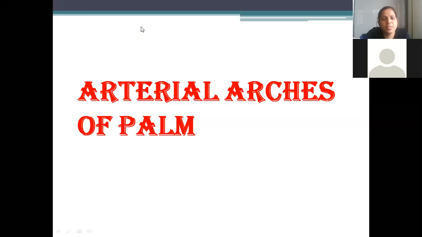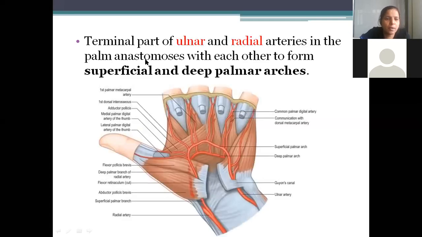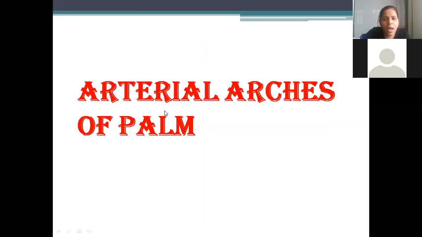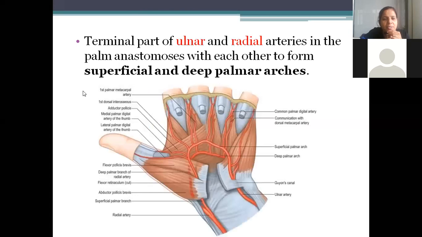So we stopped here yesterday, right? We are done with spaces in the palm. Now we are going to discuss the arterial arches in the palm. What are the various arterial arches we have in the palm? Superficial and deep arterial arches.